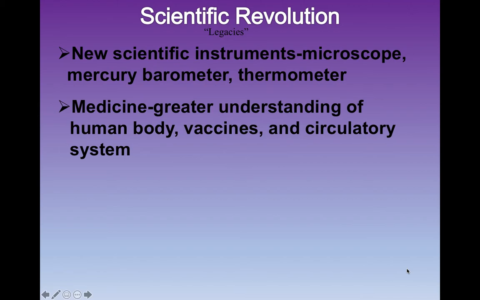Medicine, greater understanding of the human body, vaccines, circulatory system. So they're going to start to realize that there's more complexity to the human body than was believed before. Things like vaccines, that if you give a little bit of a disease to somebody, they can build an immunity to it. So when the actual disease comes along, they already have the immunity to it. The circulatory system, that the heart is a pump. Those were things that the scientific revolution started to understand a little bit better.